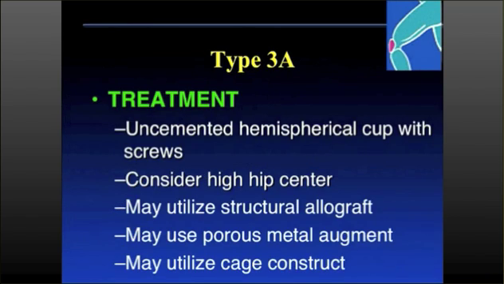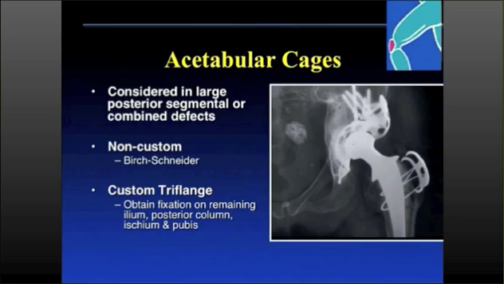In type 3A defects, where you have severe superior bone loss and a lack of rim support for the implant, you can treat these with an uncemented hemispherical cup with screws. You may consider cheating the hip center higher. You may also consider utilizing structural allograft, porous metal augments, or perhaps a cage construct.